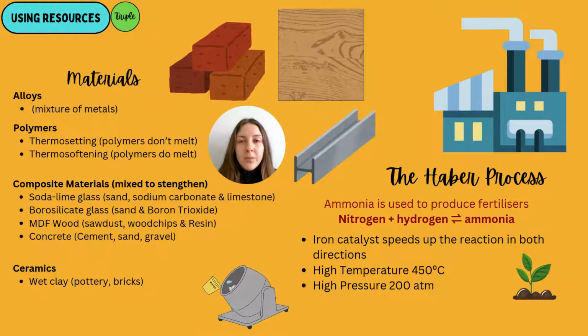Another common composite is MDF wood, which is found in lots of general household items like desks and chairs and cupboard doors and tables. Essentially, MDF wood is made of sawdust, wood chips, and resin, so it's much cheaper than using solid oak wood from a tree. This also helps with environmental factors like deforestation, so it's a good option.